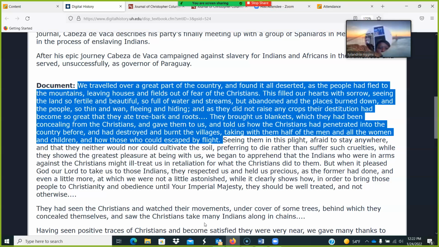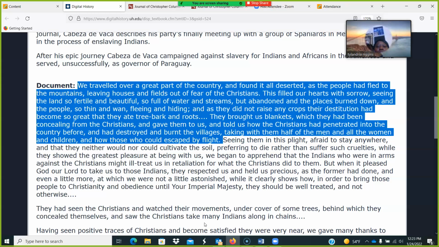We traveled over a great part of the country and found it all deserted, as the people had fled to the mountains, leaving houses and fields out of fear of the Christians. This filled our hearts with sorrow, seeing the land so fertile and beautiful, so full of water and streams, but abandoned, and the places burned down, and the people so thin and wan, fleeing and hiding, and as they did not raise any crops, their destitution had become so great that they ate tree bark and roots.